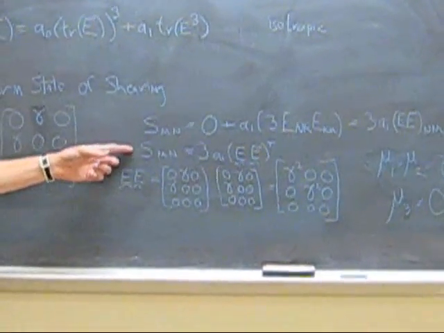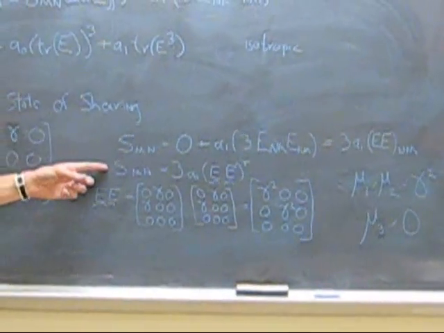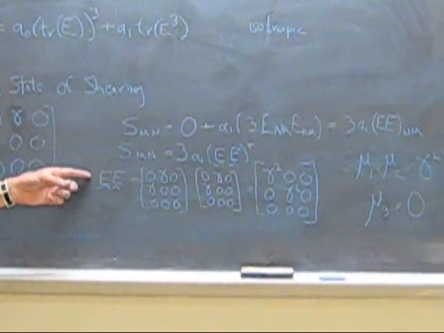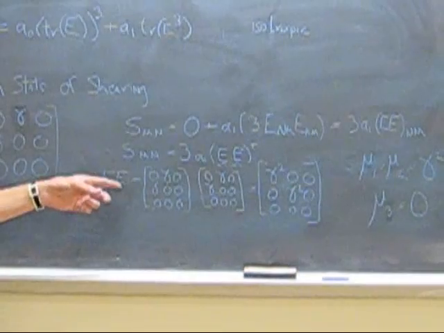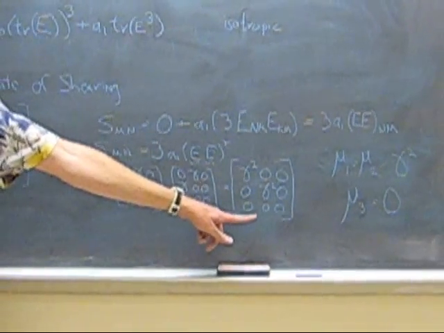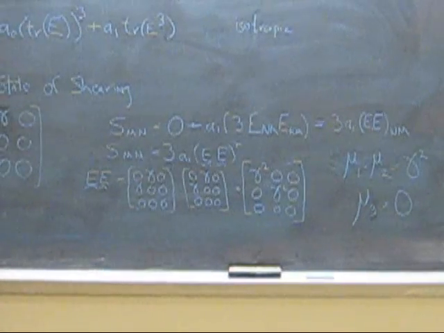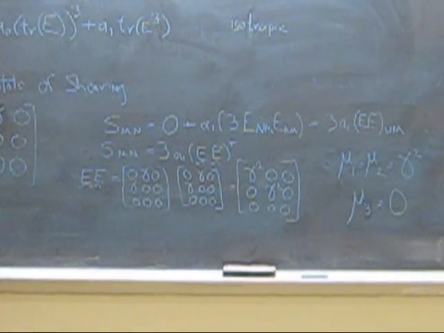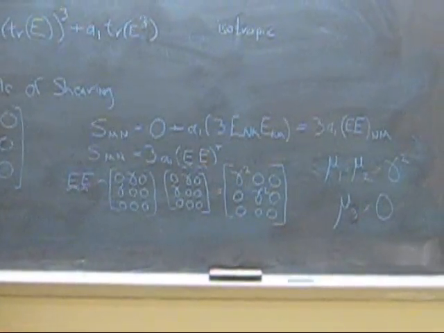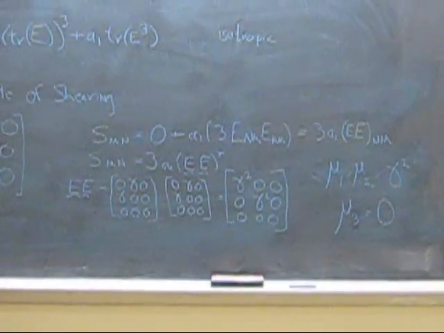So our stress tensor formula simplifies to this, and the strain tensor times the strain tensor will be equal to that tensor there, and our principal values are our eigenvalues. So mu1 will equal mu2, and that's gamma squared, and mu3 will equal 0.